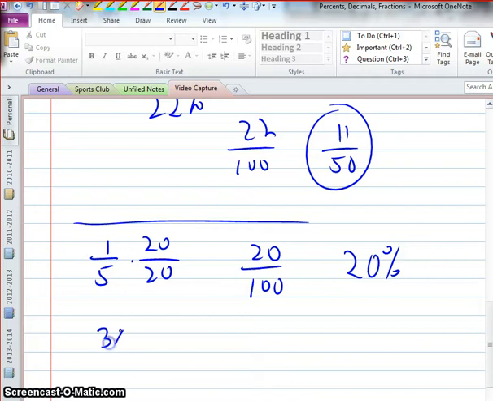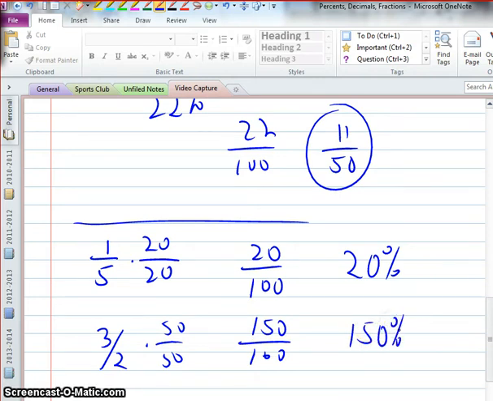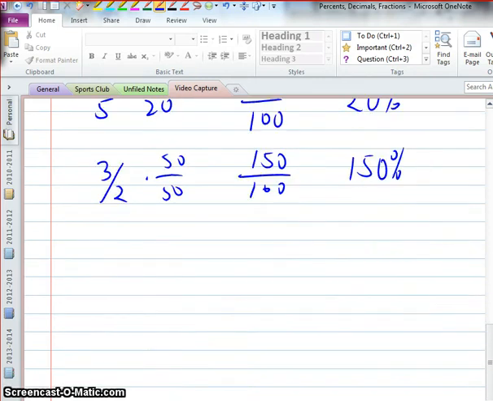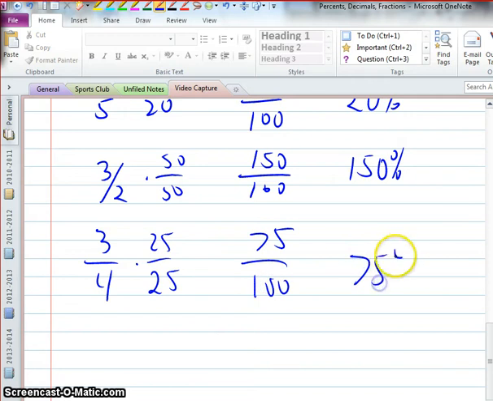If I had 3 halves, I would have to multiply top and bottom by 50. I have 150 over 100. I have 150%. And finally, I'll show the example of 3/4. You have to multiply 4 by 25 to make 100. You can always just divide it into 100 to find out what that number needs to be. 75 over 100, or 75%.